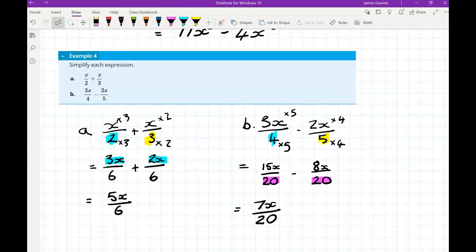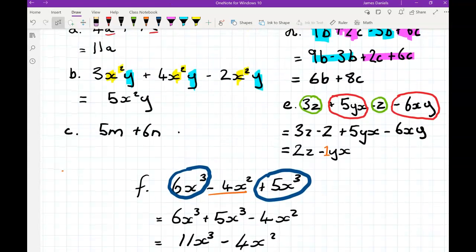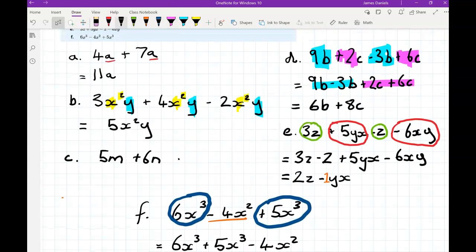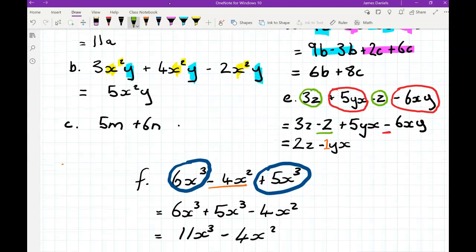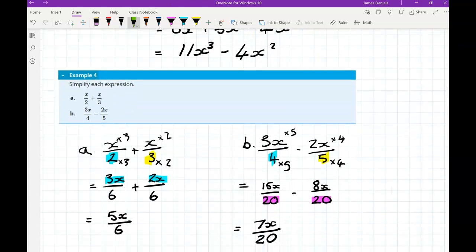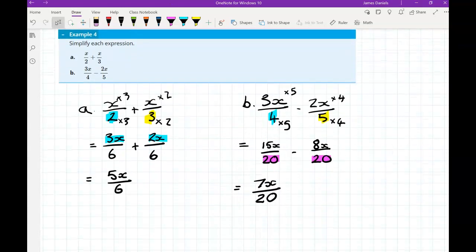A few pressure points in this. Making sure that you keep the right signs together. Obviously, negatives here, and on the z, I kept the negative in front of it. That's a little pressure point there. Looking at F here, looking for the same pronumeral, but if there's a different index, they are unlike terms. Example 4, you may need to create a common denominator before you can simplify.